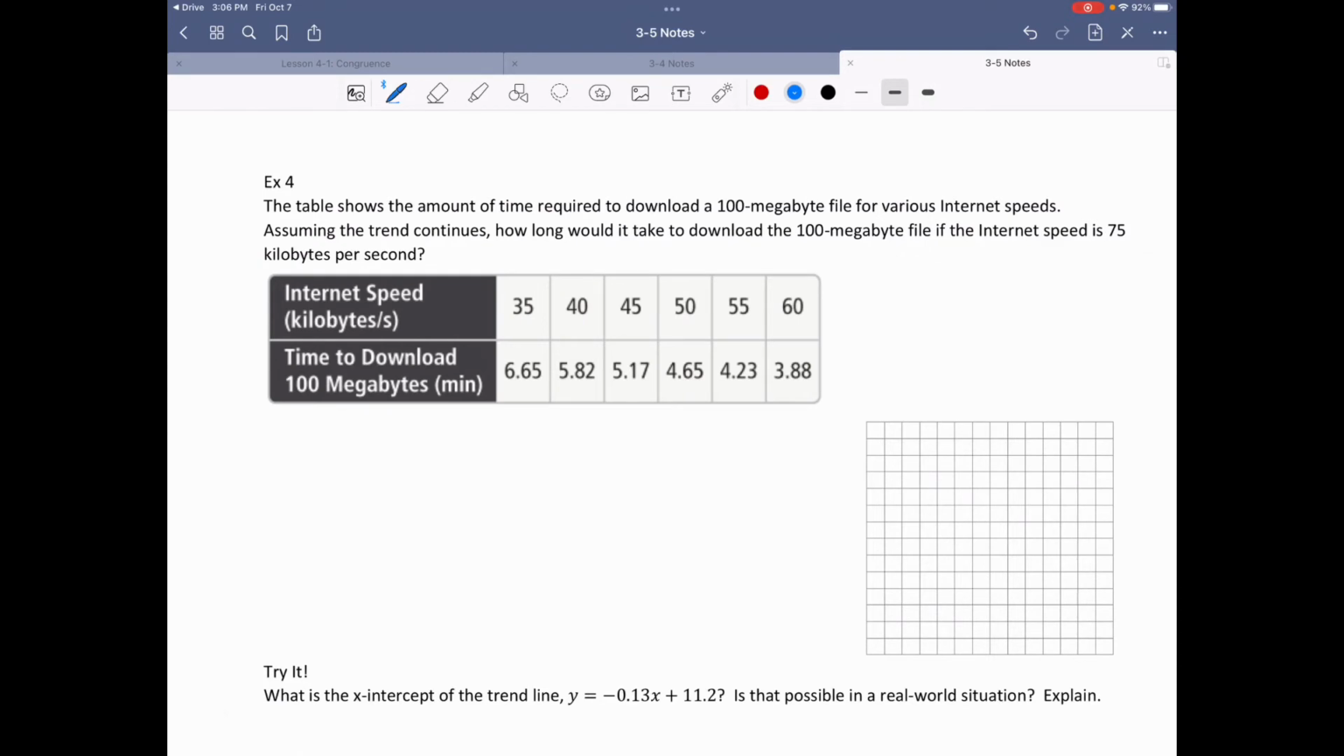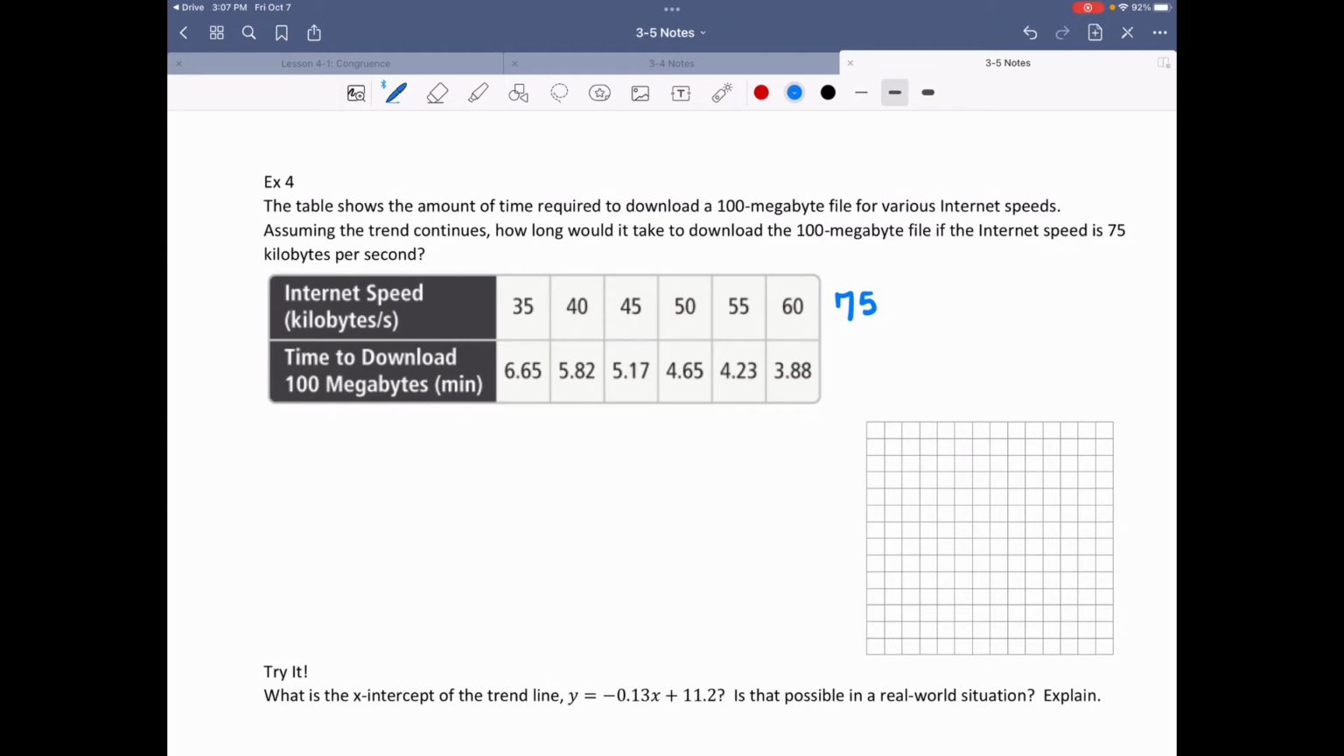Example 4. The table shows the amount of time required to download a 100 megabyte file for various internet speeds. Assuming the trend continues, how long would it take to download the 100 megabyte file if the internet speed is 75 kilobytes per second? So it looks like this is kind of going up. So we wanted to know how long it would take if you were downloading at an internet speed of 75 kilobytes per second.